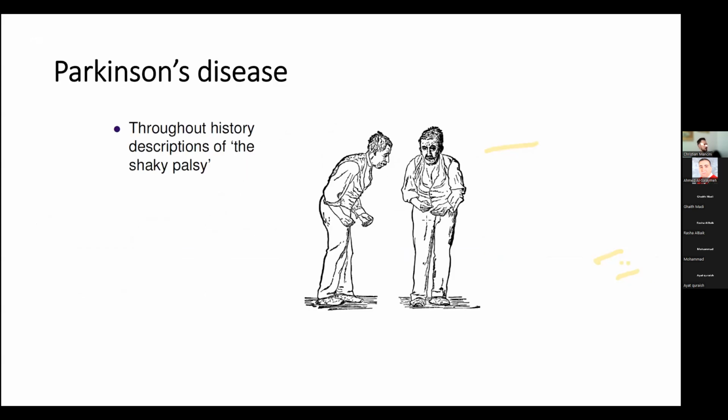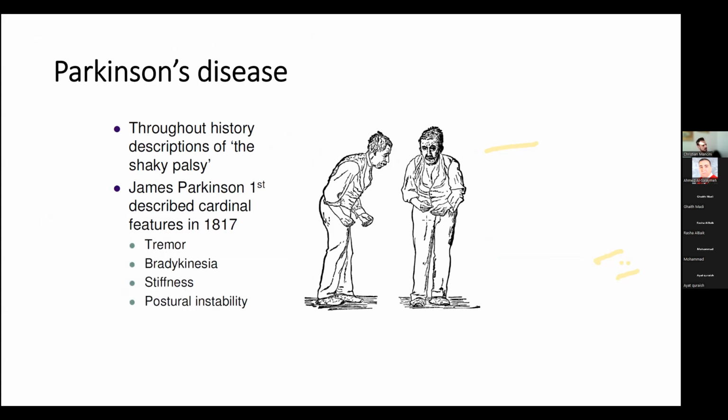So let's start and talk about Parkinson's disease. Throughout history, there are a lot of descriptions of this shaky palsy, starting from ancient Greece. But it's only James Parkinson that systematically described all cardinal features in 1817. And these features are tremor, bradykinesia, stiffness, and postural instability.